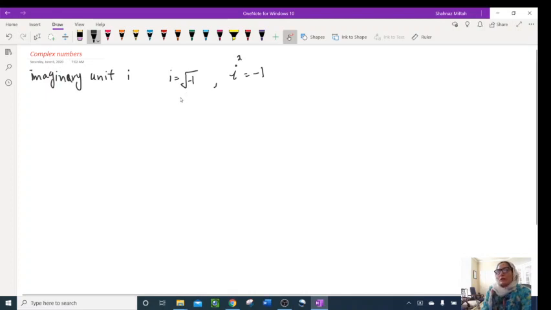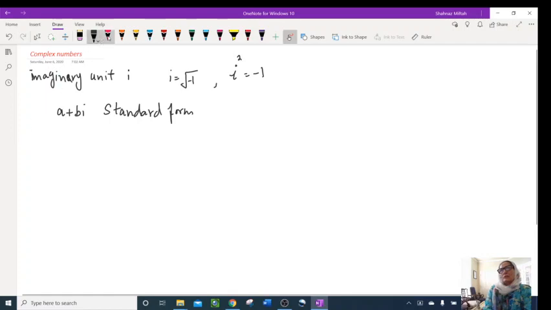The set of all complex numbers is in the form of a plus bi. That's how it's supposed to look. That's the standard form of complex numbers. So let's try the examples for multiplying, dividing, adding, subtracting, everything.